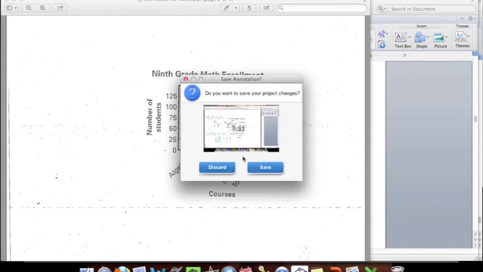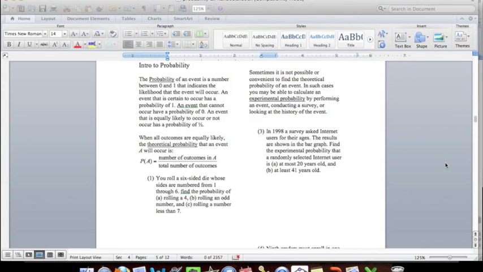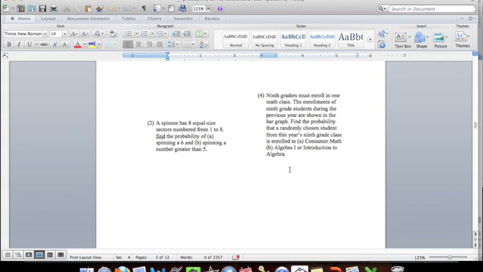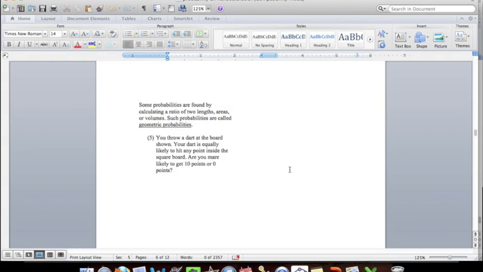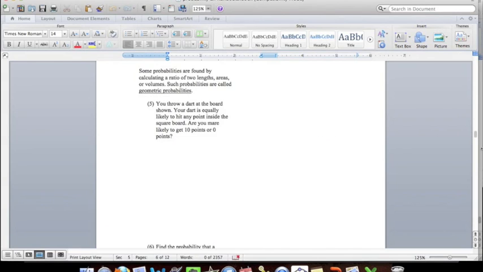Since this is geometry, one more topic to discuss is what is called geometric probability. Geometric probabilities are where we're going to look at ratios. Ratio means fraction of areas. Okay, typically on these we're going to be thinking about some sort of a dartboard type situation.